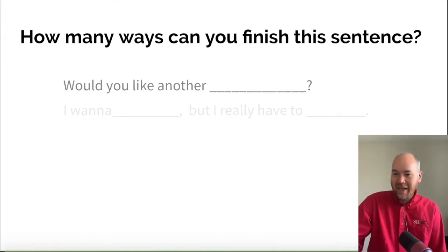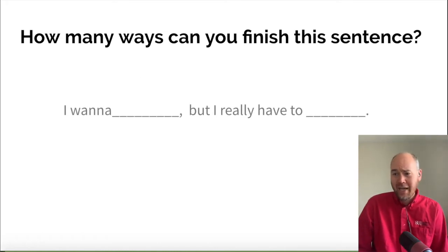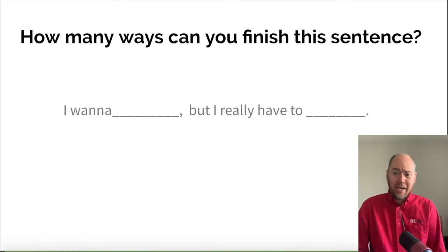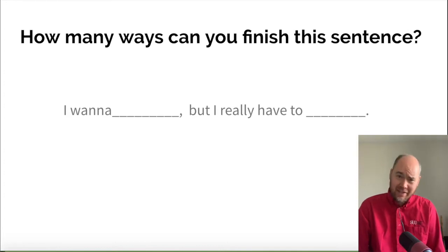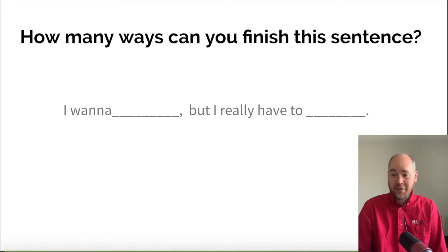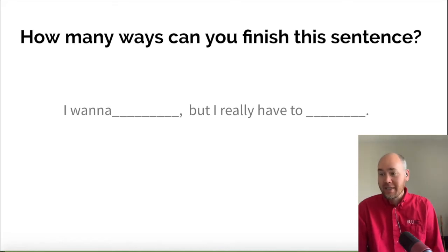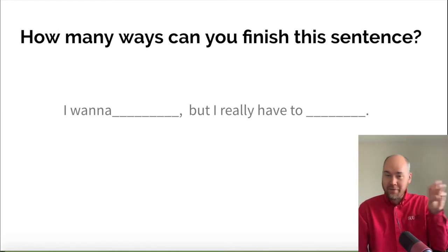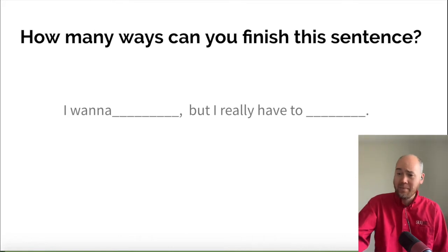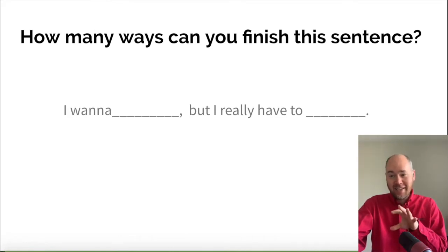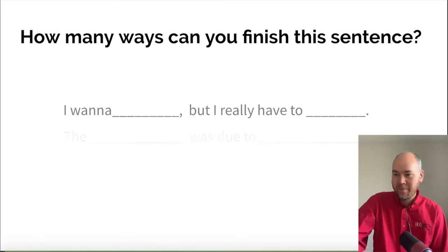I wanna, but I really have to. Okay, I wanna go, but I really have to study. I wanna stay, but I really have to go. I wanna sleep, but I really have to finish this essay, right? This is another chunk, or actually, I guess two chunks, right? It's flexible. You can put a lot of different words into these blanks, and then you can keep reusing it in a lot of different situations, right? Anytime you want to show that your requirements are different from what you want to do, right?